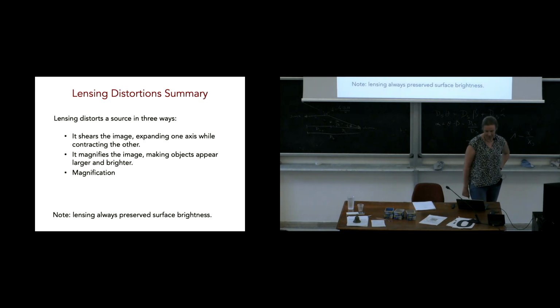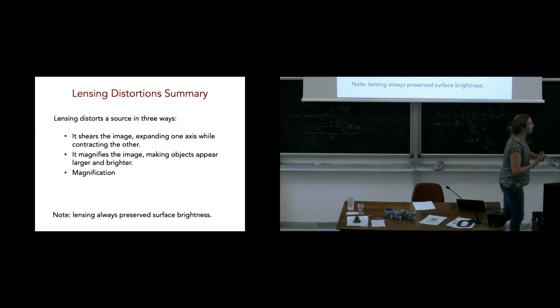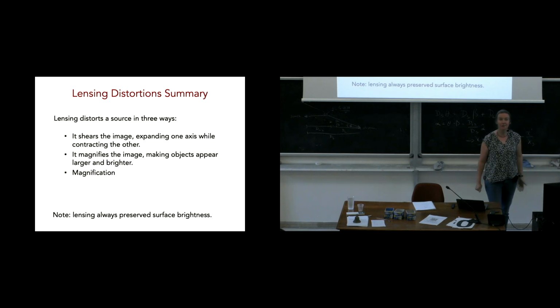In particular, we can then say that lensing shears the image, meaning that one axis contracts and the other expands. It magnifies the image, making it appear larger and brighter. And it changes the density of sources simply due to the geometric refocusing.